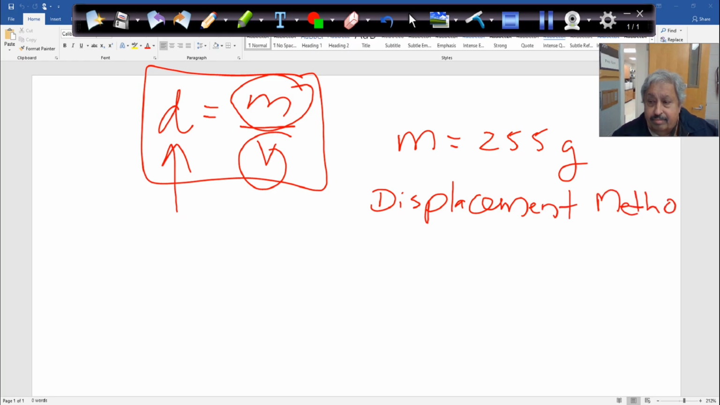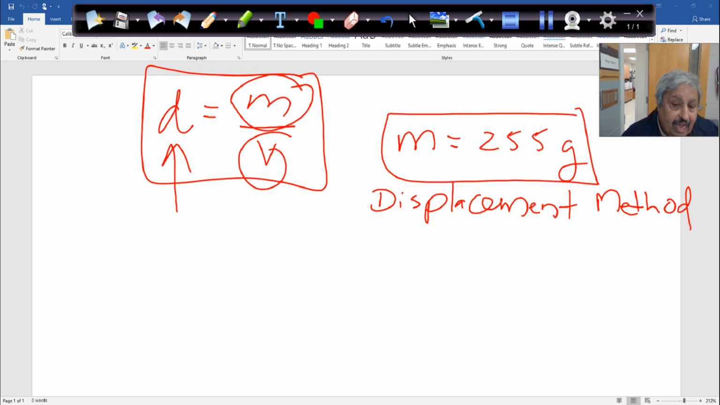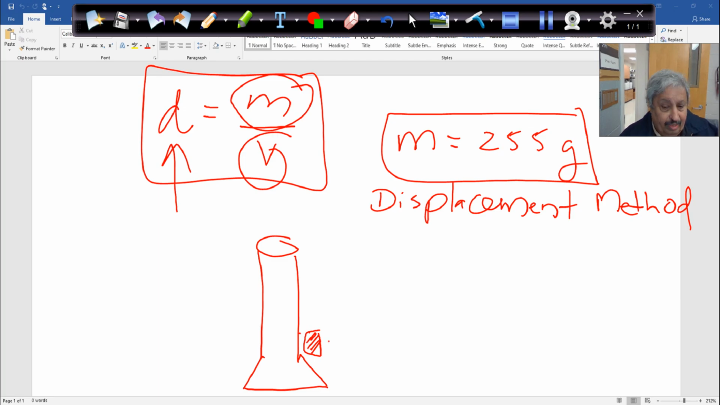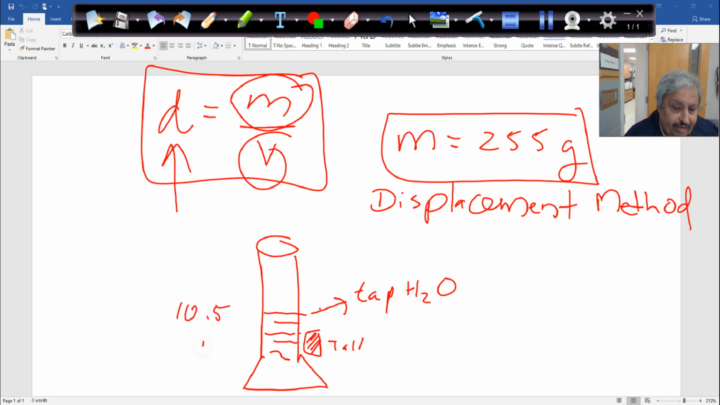So what is the displacement method? You weigh this object, correct? And then you take this graduated cylinder, and you fill it up to, suppose this object is this tall, okay? Then you will add H2O above the object from outside. So this one here, this is the water level, and suppose it's now 10.5 ml, 2 digits after the decimal.